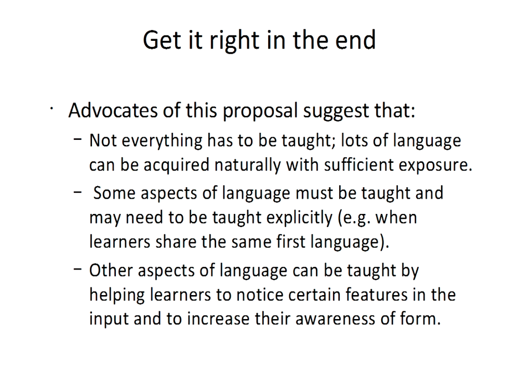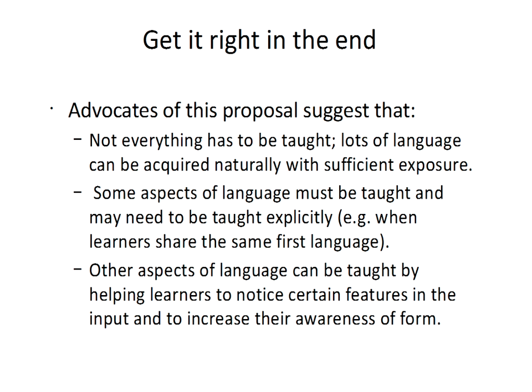All right, the last proposal is what is called get it right in the end. Okay, remember the first proposal was get it right from the beginning. Okay, but now they believe that learners should get it right in the end. Okay, so researchers or developers of this proposal suggest that not everything has to be taught. Lots of language can be acquired naturally with sufficient exposure. So we don't teach the learner every aspect of the language.